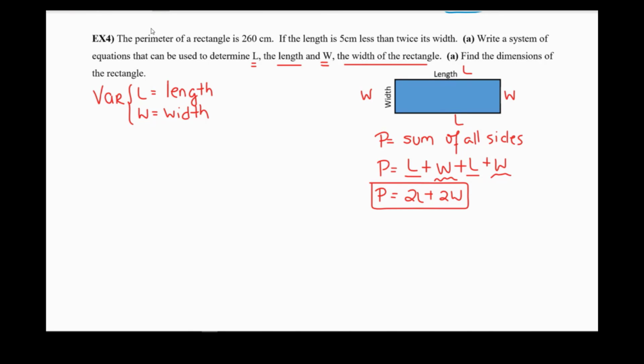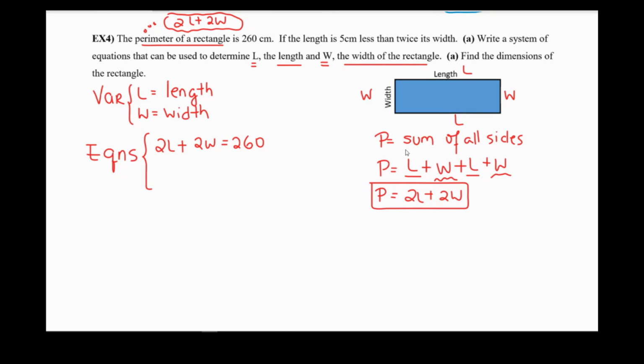So anytime you see perimeter of a rectangle, you want to think 2L plus 2W. Okay? So when I'm writing my equations and I see that the perimeter of a rectangle is 260, I can translate as 2L plus 2W equals 260. And that will be my first equation.